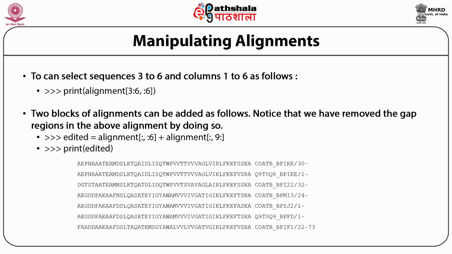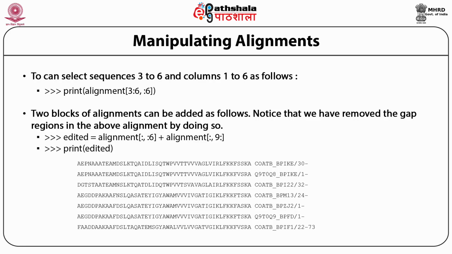The edited sequence, I store it in edited, and then I say alignment, and give the appropriate row numbers. Here you see I have given an empty colon, which means all the rows starting from 0 to the end. You don't have to give any numbers there. If you want, you can give, but it is simpler. If you give just a colon, by default, Python interprets that as from the beginning to the end.